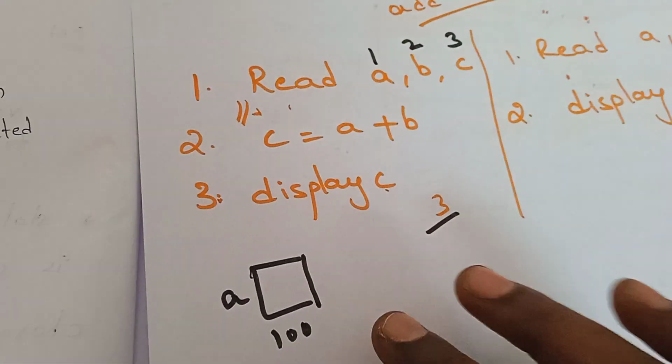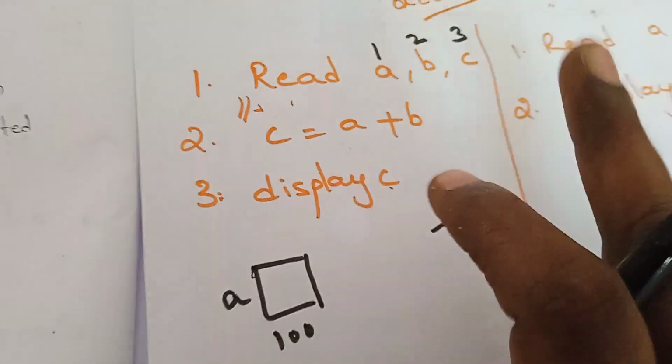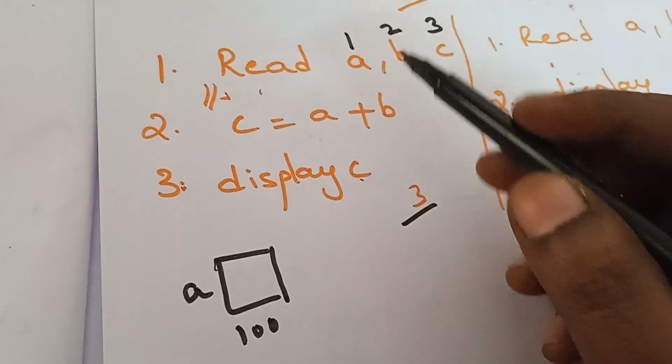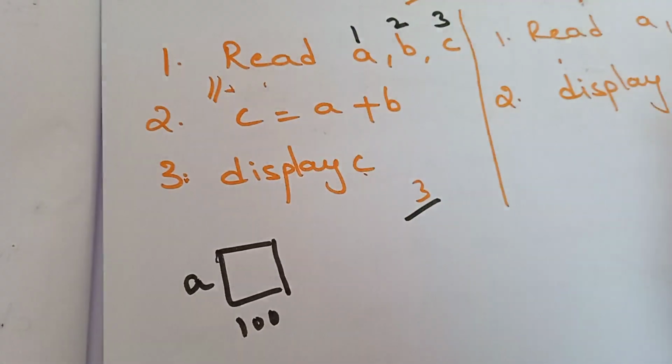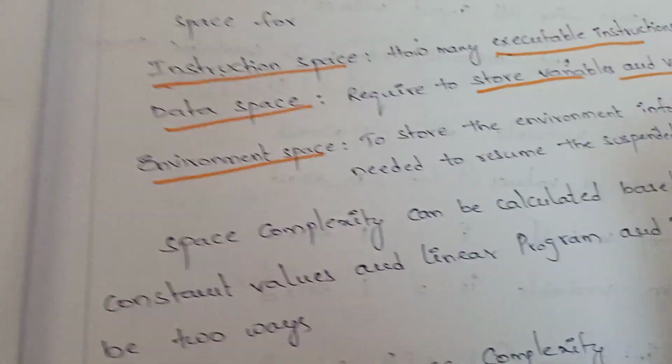Okay. Space complexity is what? The amount of space which is required to execute the algorithm or the program. Fine. Now, what is the data space of this algorithm? 3, because A is 1, B is 2, C is 3. So in total we have 3 variables, and the data space of that algorithm is 3.